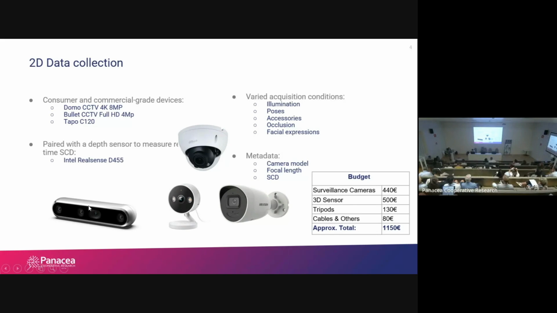And the idea is to have varied acquisition conditions, so varying illumination, poses, accessories, occlusion, facial expressions, etc. And the metadata that we want to keep and take a look at is the camera model, the focal length, and of course the subject to camera distance. You can have here a rough estimate of the budget, so you also can have an idea in case you would like to replicate this.